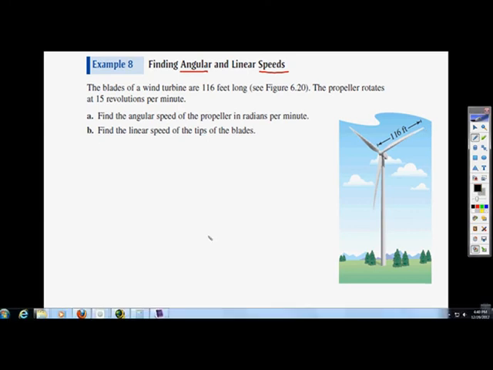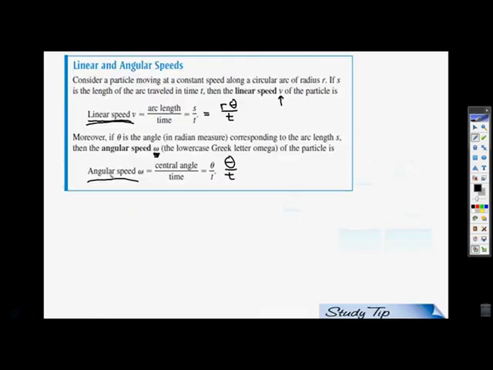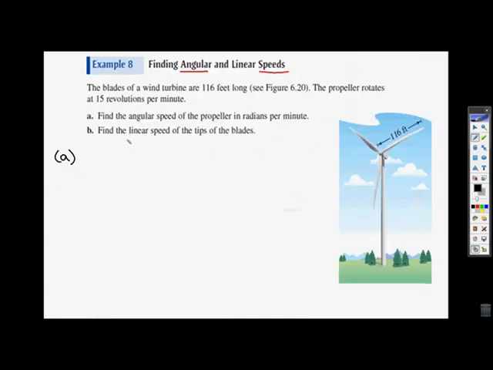So for part A, to find the angular speed. Angular speed is theta divided by time. And if we look here, we know that 1 revolution of the windmill blades is 2 pi radians. And we want to find radians per minute. Well, how many rotations does the blade make per minute? It makes 15 RPMs given in the problem. So we take our 2 pi, which is 1 revolution, and multiply that by 15, and we get 30 pi. 30 pi radians per minute.